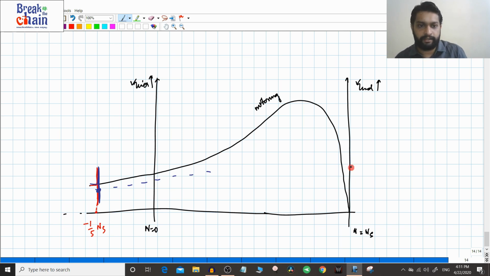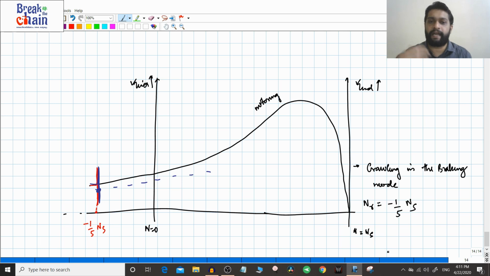So this is called the crawling in the braking mode, and the value of NR is equal to -1/5 ns, minus indicating the direction of rotation in the opposite direction of the fundamental. Okay, and why is this a sharp line? It is because it is a synchronous torque, it is not an induction torque, and synchronous torques are always only produced at a particular speed. Okay, so that is the basic idea here.